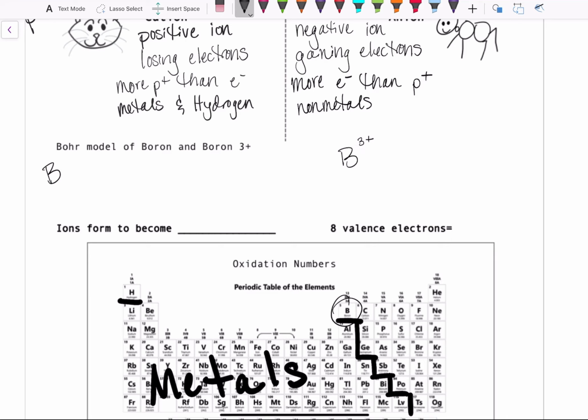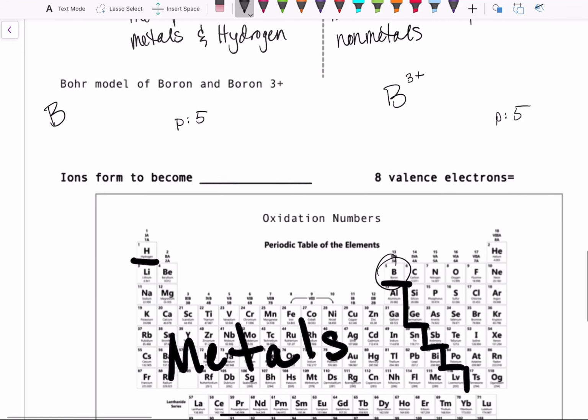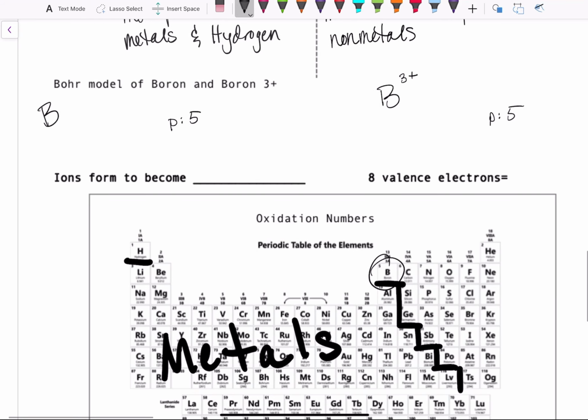For both of the borons, the protons will be the same. The protons for each are going to be 5, because the protons are what define the element. So those have to be the same. Neutrons, in this case, we're just going to use whatever we've got from the periodic table. We're not going to do isotopes and ions together. That would be a bit much. So the mass number is 11. 11 minus 5 gives us 6 neutrons for each.